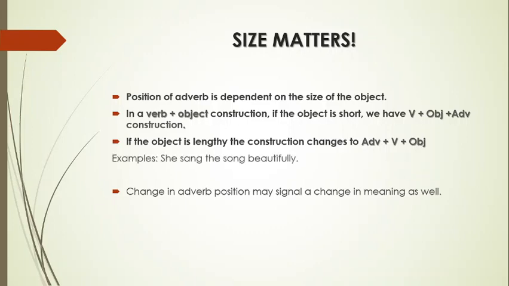For example, she sang the song beautifully. Sang, verb, the song, object, and then beautifully. In this case, see, the object, the song, is really short. So the adverb is coming after it. But in this example, they secretly planned to leave the town. Here again, planned is the verb, okay, but the object is to leave the town, a really big one. In this case, the adverb is taken to the beginning of the verb. It is placed before the verb.